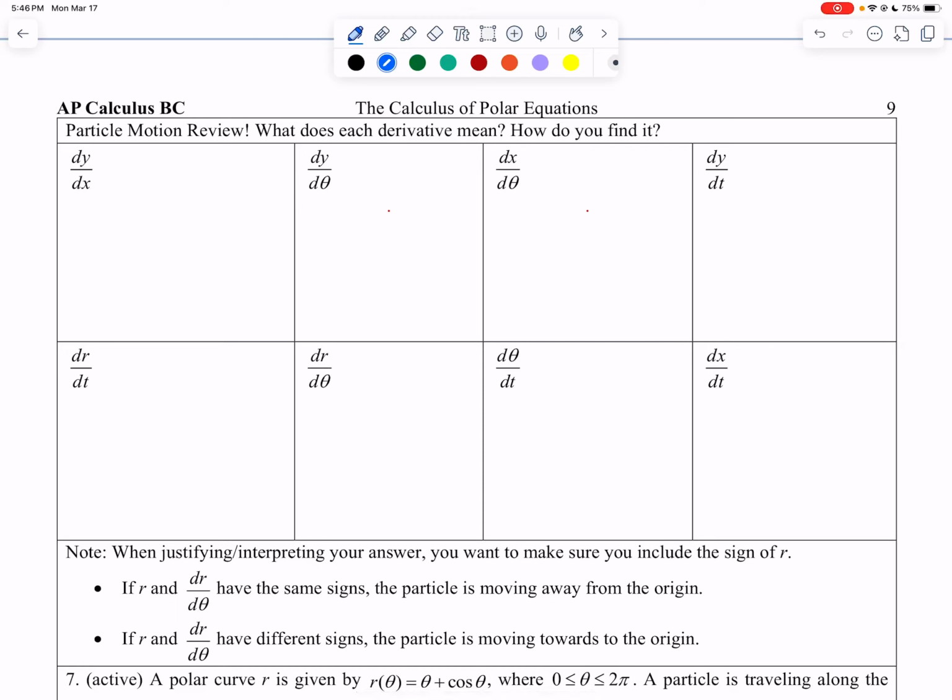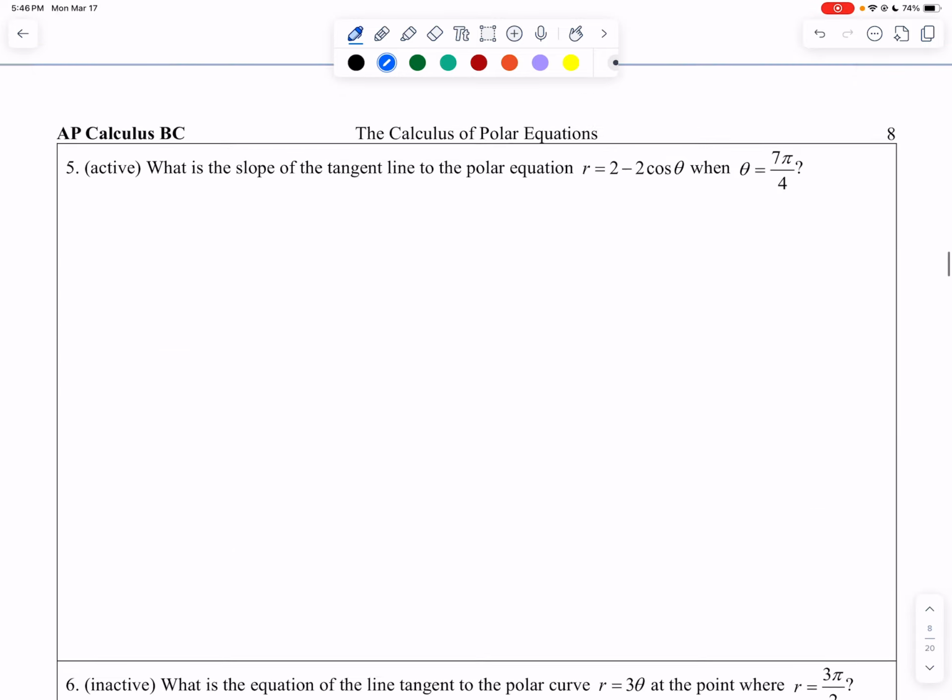Alrighty, in this video we are going to be talking about particle motion in terms of polar equations. So we have 8 derivatives that you might see, but honestly we can just manipulate some of these derivatives and you'll see what that means here. We should know these 3 from what we did here.